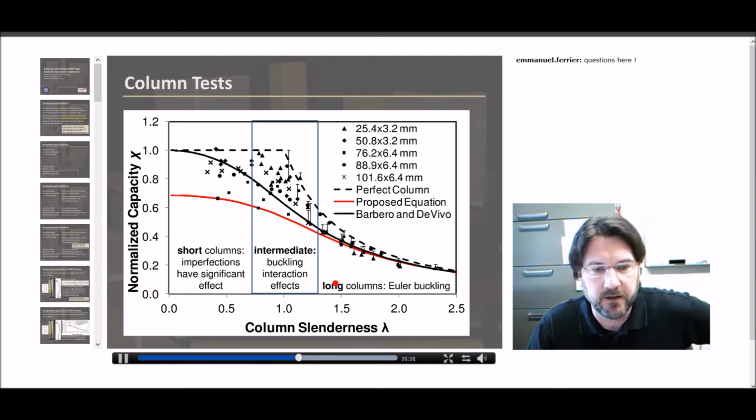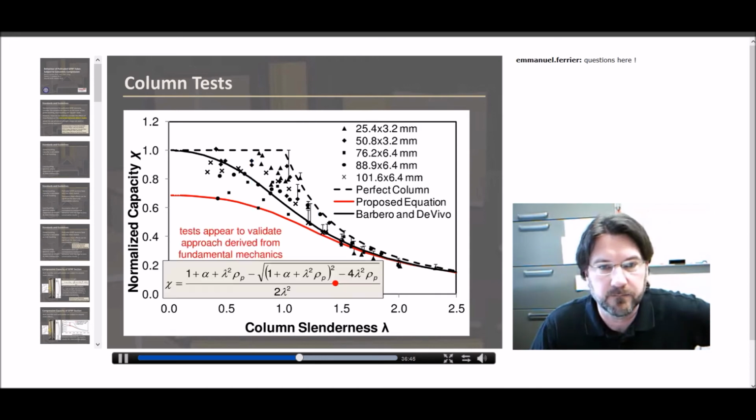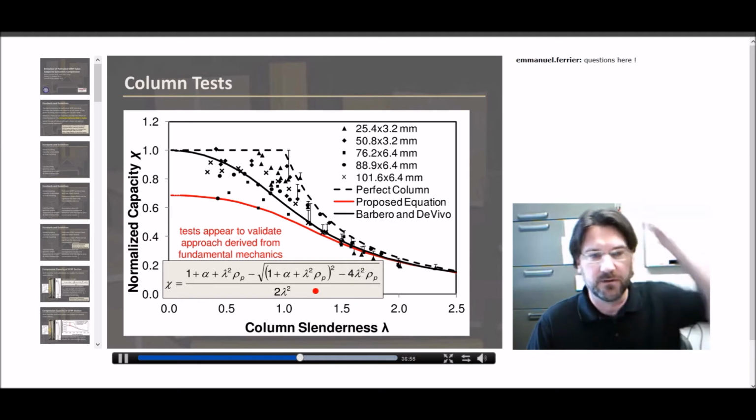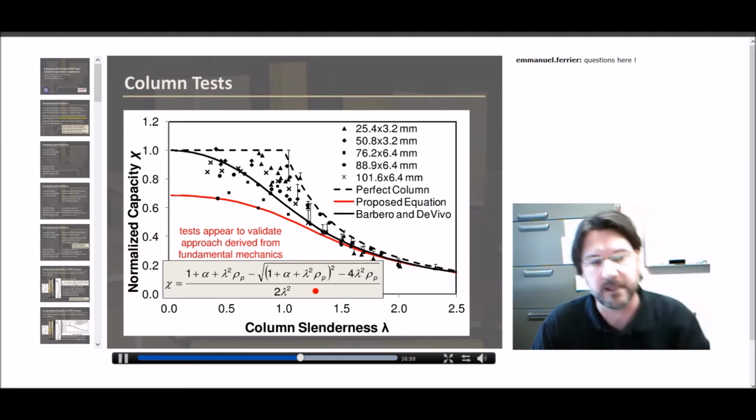So we're very pleased with this result, and it gives us a basis now for building design curves. There we go, just summarizing that. There's our equation again, and that's that red curve, which certainly appears to validate the approach from fundamental mechanics, as we might expect.